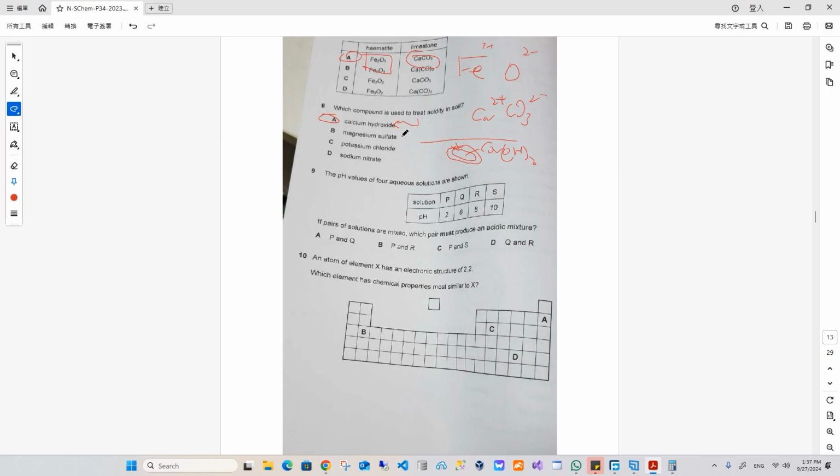Answer is A. Sulfate can't really help. This is a neutral salt. Potassium chloride is a neutral salt, sodium nitrate is a neutral salt. All these are neutral salts. Only this one is a hydroxide, which is actually a base. So you just use acid and base. They also tell you there's only one answer, A.